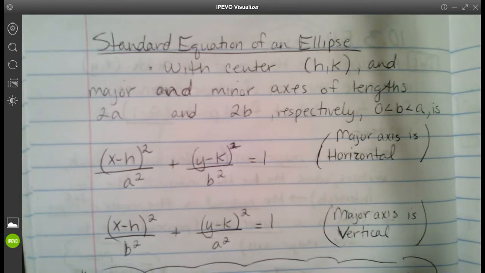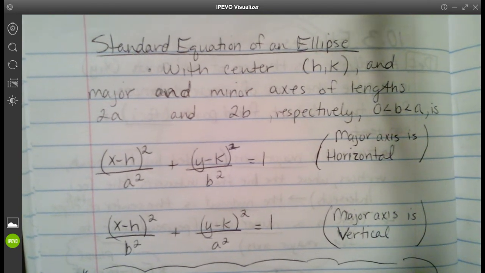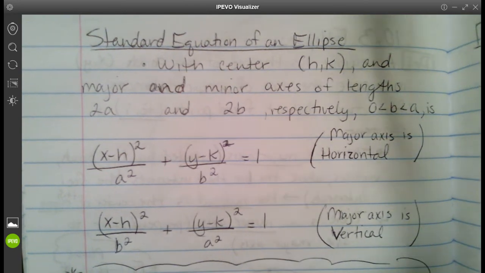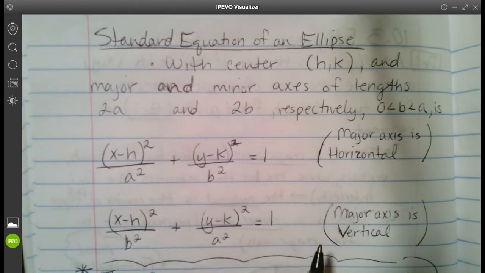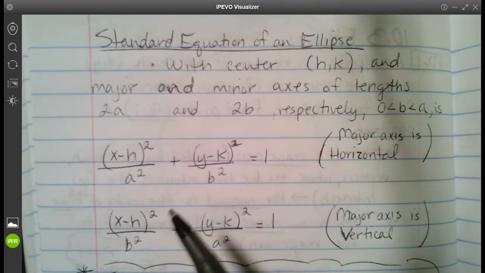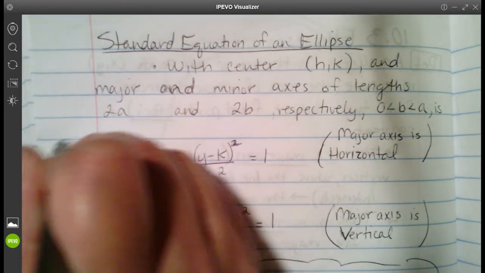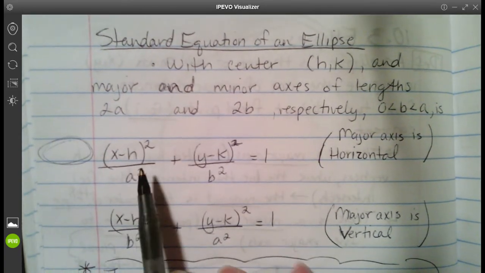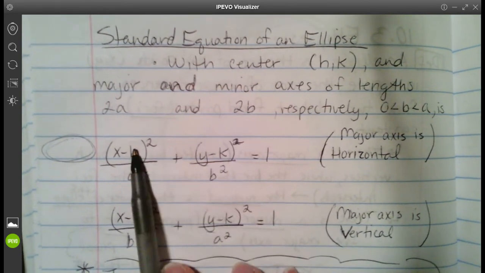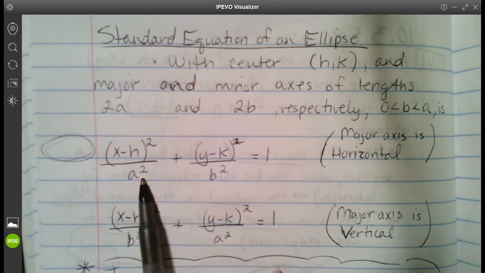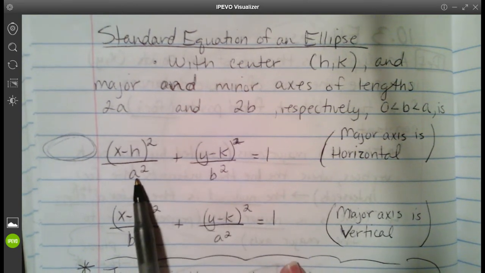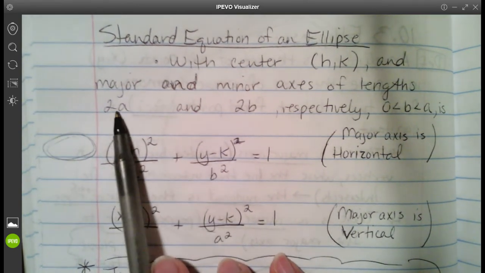The standard equation of an ellipse, again with the center h, k, and major and minor axes of length 2a and 2b respectively, has the following format. If your axis is horizontal, meaning the ellipse goes this way, then you'll have this format where you have x minus h squared, y minus k squared, which should look familiar. That's kind of like a circle, but it's divided by this length a squared, and this one's divided by this length b squared, where a is the distance of my major axis.